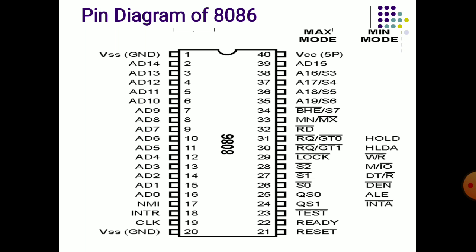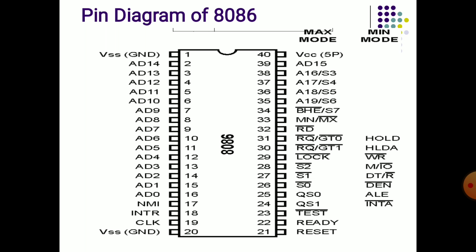That is differentiated by the signals on pin number 24 to pin number 31. See here in this diagram, pin number 24 to 31, those 8 pins are QS0, QS1, S0 bar, S1 bar, S2 bar, LOCK, RQ/GT1, RQ/GT0, and RD bar. These pins are mainly used for multiprocessor support, when the 8086 operates in multiprocessor mode.